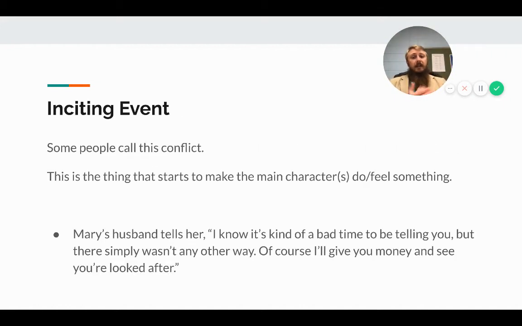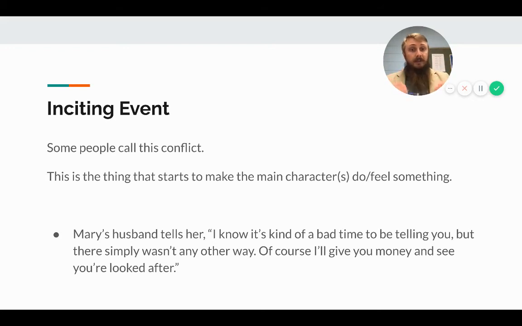We then have an inciting event. Some people call this event conflict. This is the thing that starts to make the main character do or feel something. It's not going to be a good story if the character just wakes up, goes to work, comes home, eats dinner, goes to bed. That's not a story, that's a normal day. Stories have an event that kicks off the character's feelings or actions.